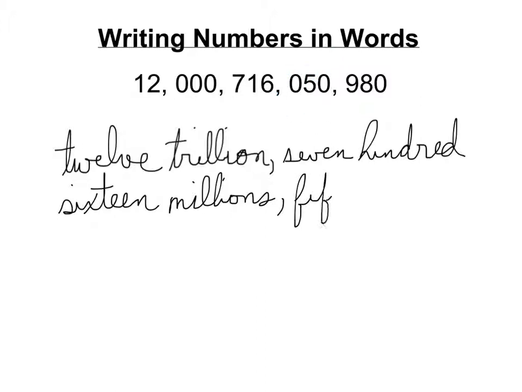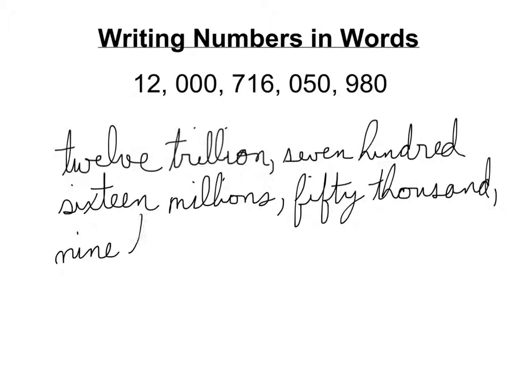My next group is the thousands, and in there I've only got 50. So 50,000, comma separates the groups. And then finally the ones group, which is 980. Here I'm not going to put 980 ones, it's just simply 980.